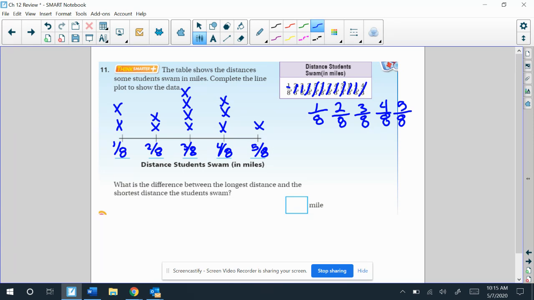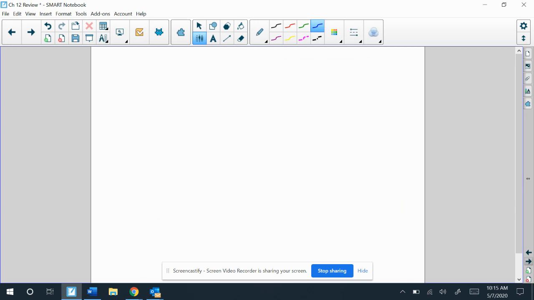Now I'm going to use my graph to help us solve between the longest distance and the shortest distance, the difference. So once again, subtracting. Okay, my longest distance is 5/8. I'm going to subtract the shortest distance, 1/8. 5 subtract 1 is 4. Denominator stays the same. My answer is 4/8. Not bad. Go ahead and take the quiz now.